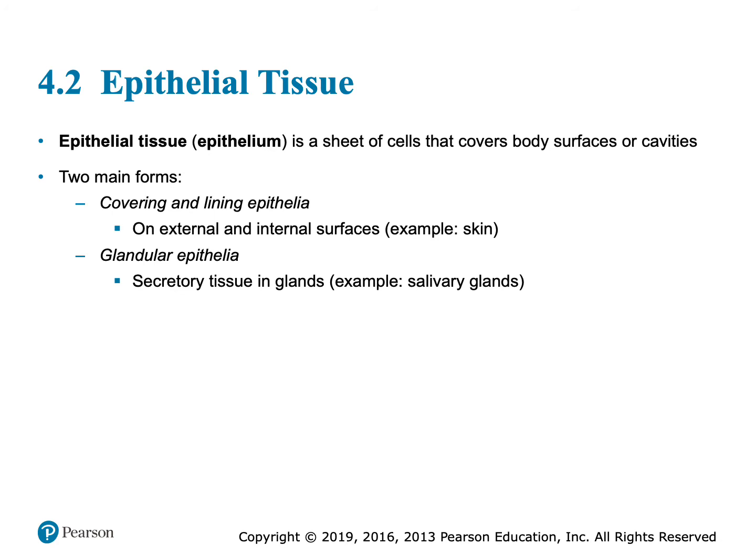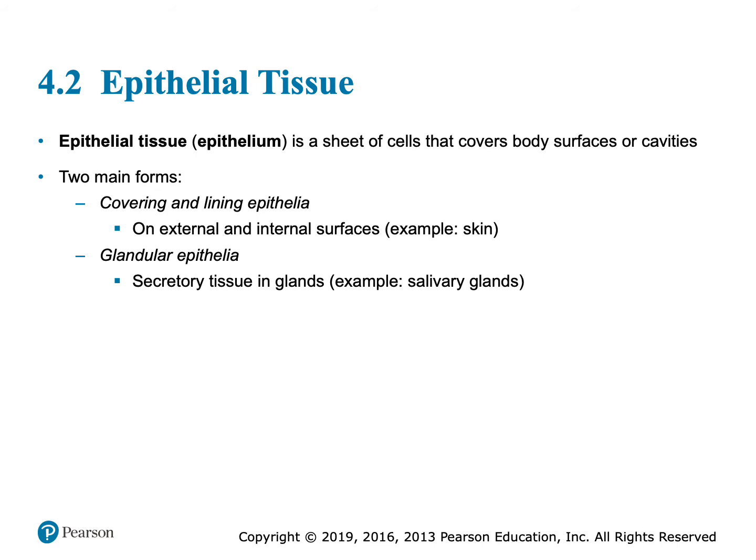So epithelial tissue is going to be in sheets. They actually have those tight junctions that we talked about in chapter 3, where they like to stick together. Epithelial tissue has these tight junctions and they like to be stuck together really well by tight junctions.